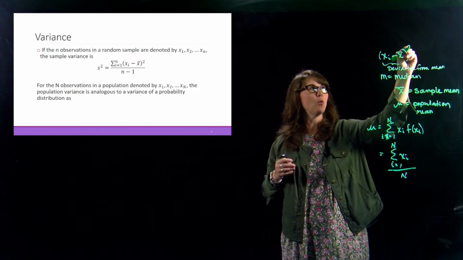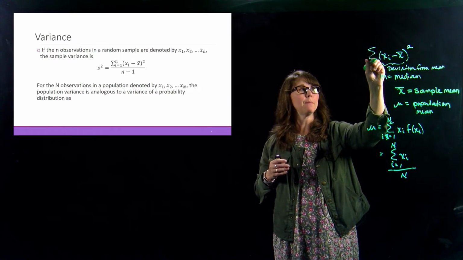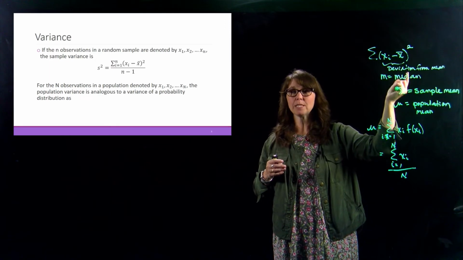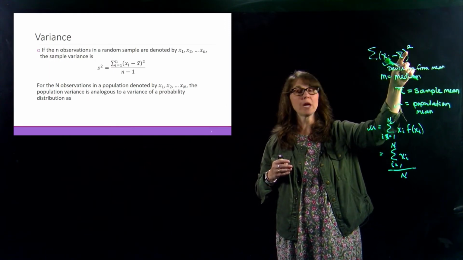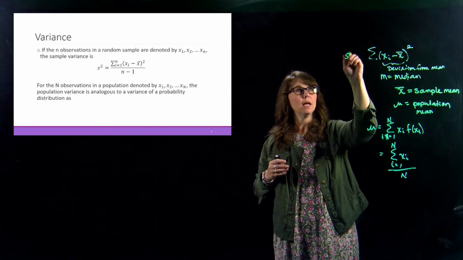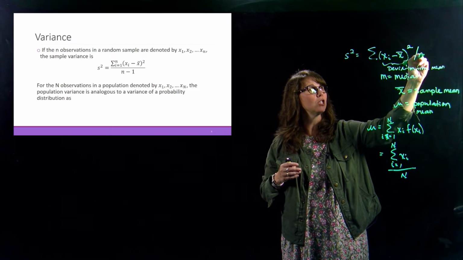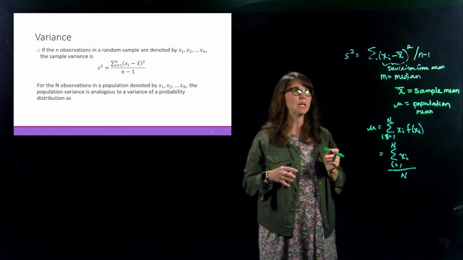We square it. Why do we square it? Well, we square it because if we were to add up just the deviations from the mean, they would sum to 0. So what we had to do is square those and then divide, because it's an average deviation, we divide by n minus 1. And we'll talk about why we do that in a few minutes.